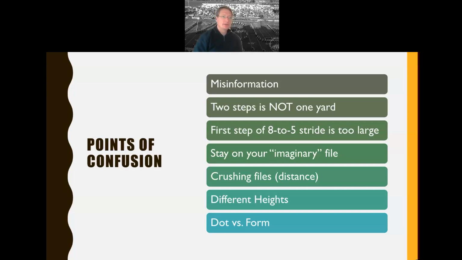First step of 8 to 5 stride is too large. This is really, really common. I mentioned that 8 to 5 stride is a comfortable step, but slightly smaller than most people take. So as you would expect, the first step tends to be too large, and then the next 7, or especially the last step, is slightly smaller in order to hit the line after 8 steps.